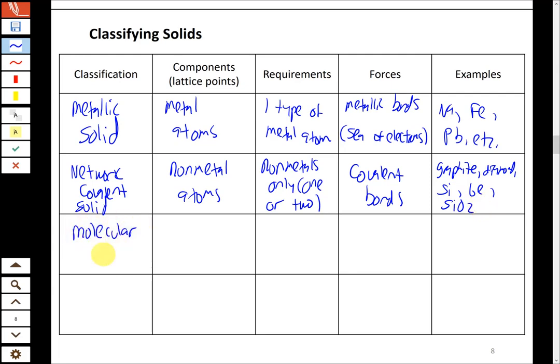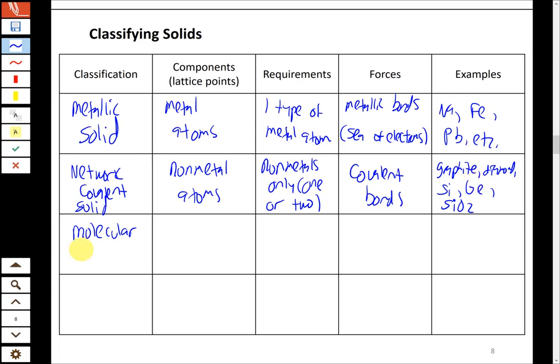What does the answer SI? SiO2. Wait, no, I'm talking about like the... GE, germanium. Oh, yeah. All right, so graphite, diamond, silicon, germanium, SiO2 are classic examples of network covalent solids.